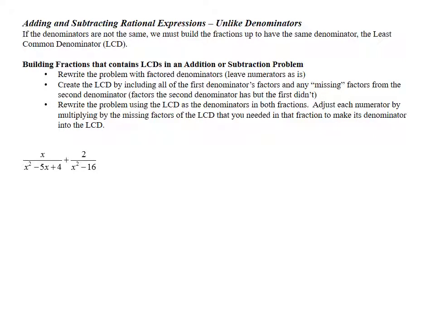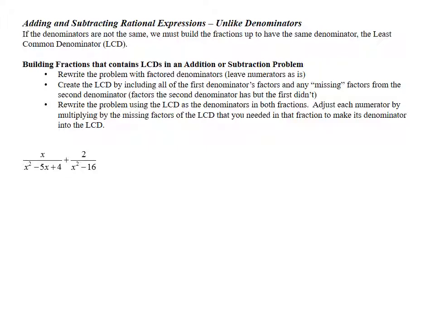Now let's look at what to do when we are adding or subtracting rational expressions that have unlike denominators. In other words, the denominators are not the same. So if the denominators are not the same, we can't immediately add the numerators or subtract the numerators. We need to build these fractions up to the point where they have the same common denominator.